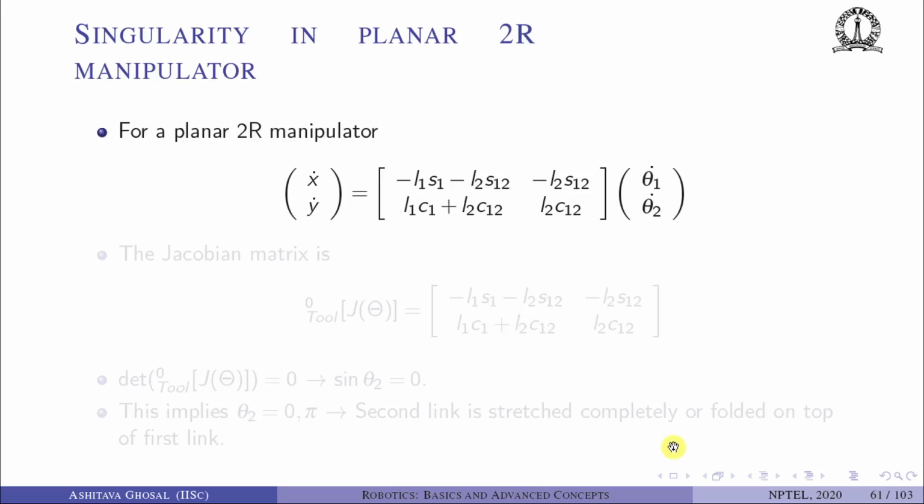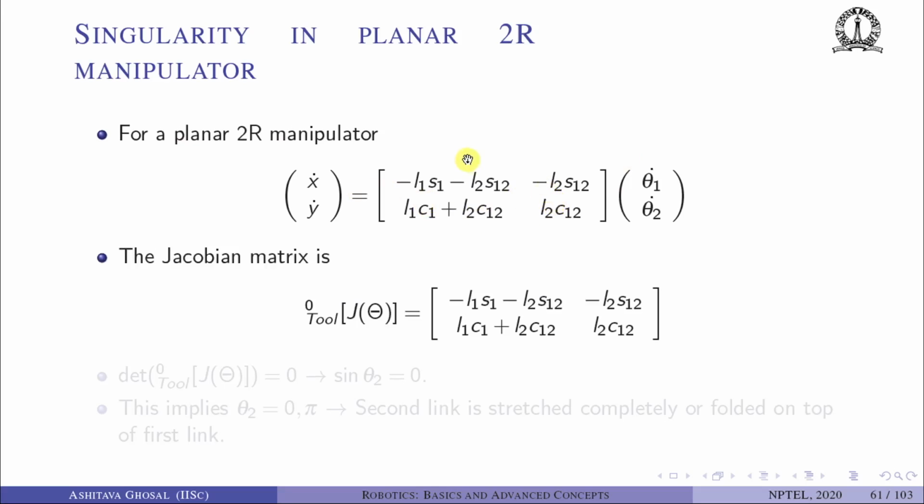So, example, for a planar 2R manipulator, x dot y dot can be written in terms of theta 1 dot and theta 2 dot. Theta 1 dot and theta 2 dot are the joint rates in terms of sine and cosine of the angles, and L1, L2, and so on. This we have seen earlier also. So the Jacobian matrix in this case is the quantity in the square bracket.